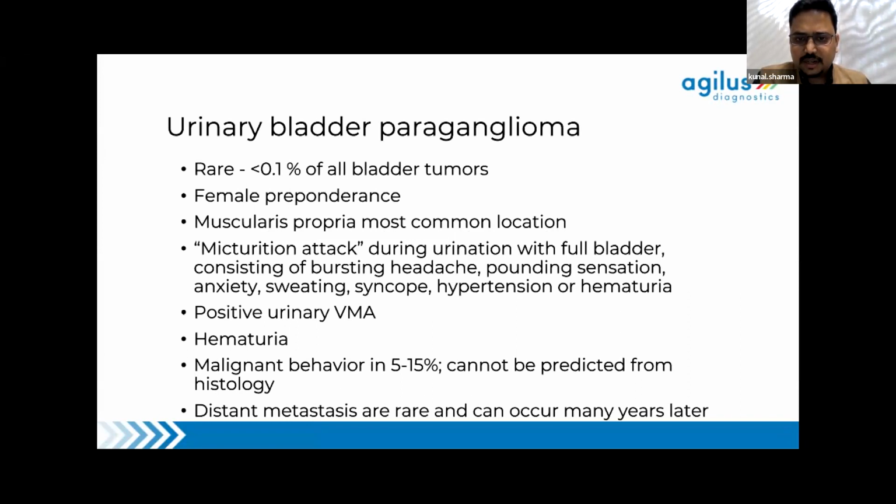I don't see that there are any questions pertaining to this case. Also, for everyone, somebody has asked, was the patient screened for any syndromic association? No, the patient did not have any other associations. It was just a solitary incidental finding. Okay. Also, with any other syndromic associations, the patient may have other clinical features such as a positive urinary VMA, hematuria, maturation attack, but there was no other symptom in this patient. Yes, that's correct. Okay.